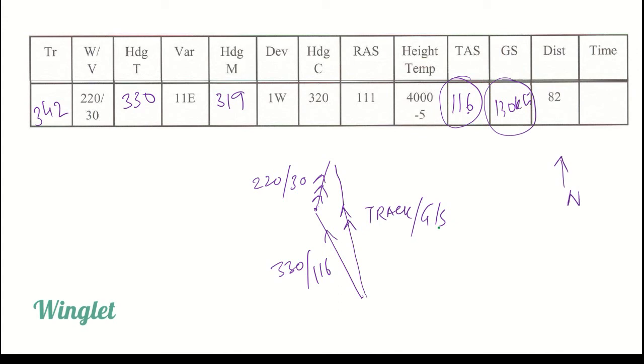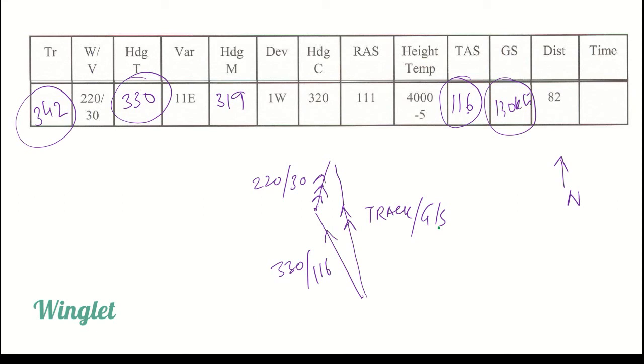And I have winds from the left, so my track should be to the right of my true heading, which is 342, which is right of 330. So it's making sense. Sometimes what happens, we make silly mistakes, and we must do this sanity check to find out that things are at least making some sense.